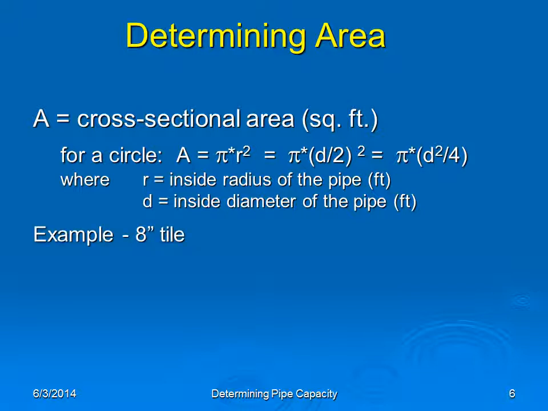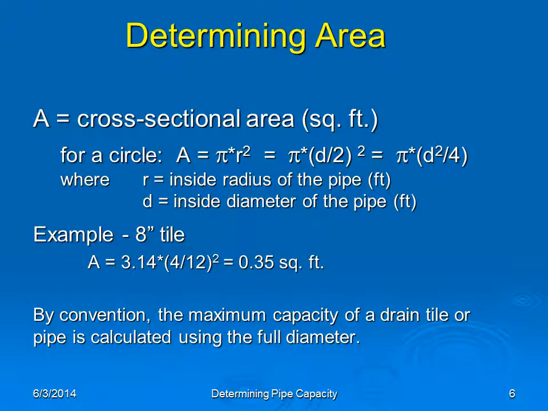Let's use our 8-inch tile as an example. In this case, area equals 3.14 times 4, the radius of an 8-inch tile, over 12 squared, and this equals 0.35 square feet. And this is the area of an 8-inch pipe. By convention, the maximum capacity of a drain tile or pipe is calculated using the full diameter.